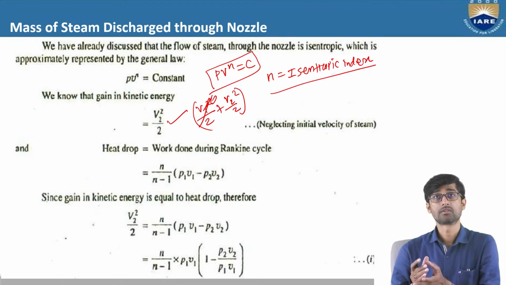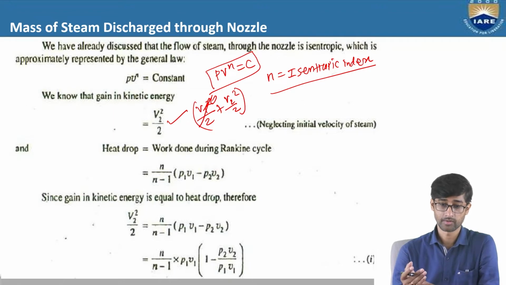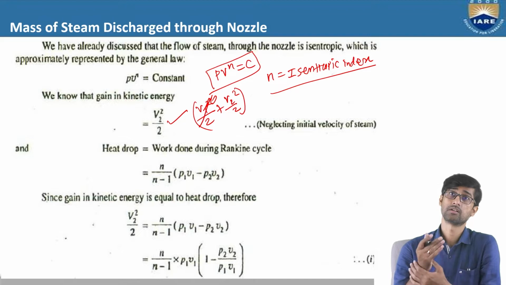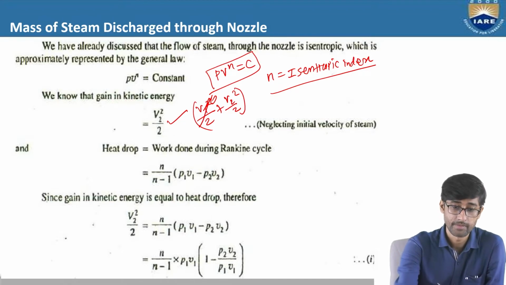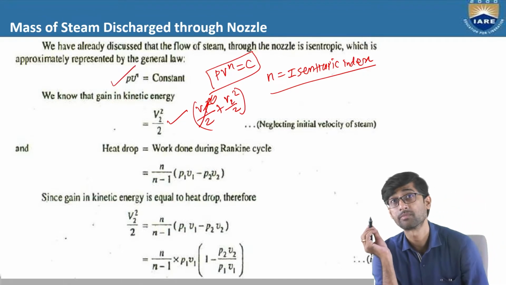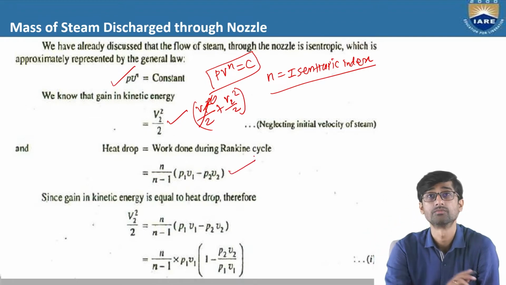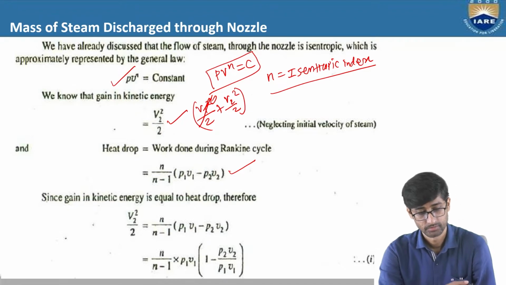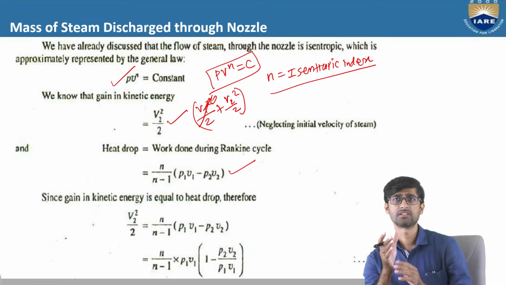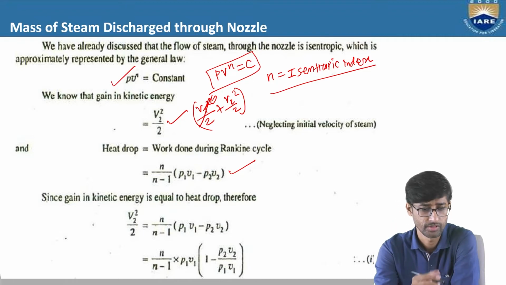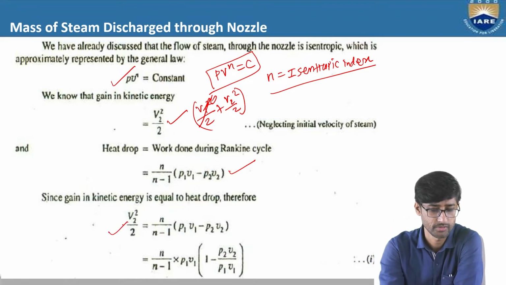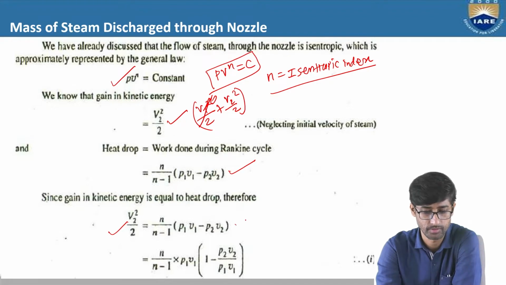So what is the total heat drop? The total heat drop is nothing but the entire work done during the Rankine cycle, which we already calculated in thermodynamics. What is the work done for a process PV to the power n is equal to constant? That is nothing but the polytropic process, equal to n by n minus 1 into P1 V1 minus P2 V2. This is the work done during the Rankine cycle, or it is called heat drop in the Rankine cycle. Since the gain in kinetic energy will be equal to the heat drop, we equate these two equations: V2 square by 2 is equal to n by n minus 1 into P1 V1 minus P2 V2.